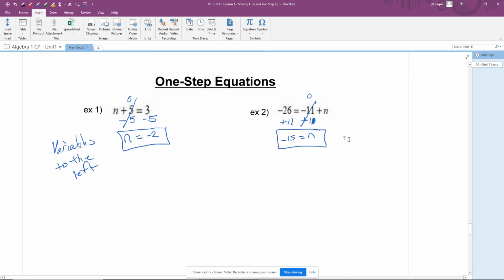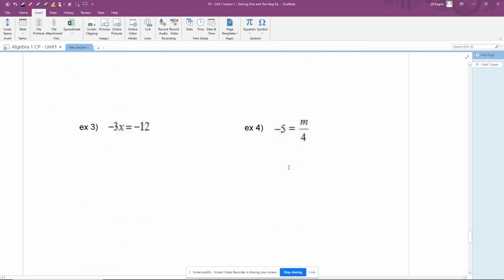Okay, so those are one-step equations. Why are they one step? Because you only have to do one thing to solve them. Okay, so now we have a different operation here. We have multiplication here. How do I get rid of multiplication? With division. Now we don't divide the opposite, we divide the same.